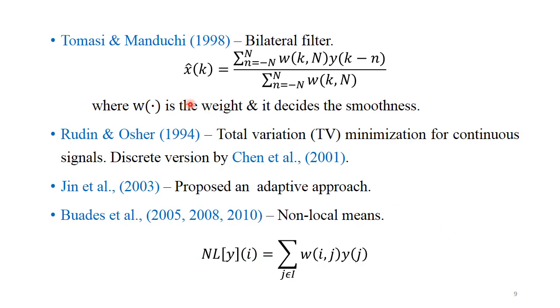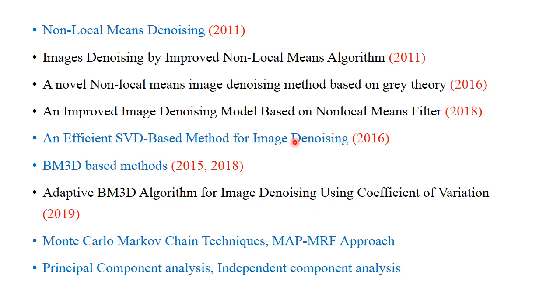Then Tomasi and Manduchi introduced the bilateral filter. Rudin and Osher introduced total variation minimization for continuous signals. Its discretized version was developed by Chen et al. Then Jin et al. proposed an adaptive approach. Then Buades et al. introduced the concept of non-local means. The further literature review involves improvisation of already introduced methods like non-local means, which was introduced by Buades et al. and taken further from 2011 up to 2018.